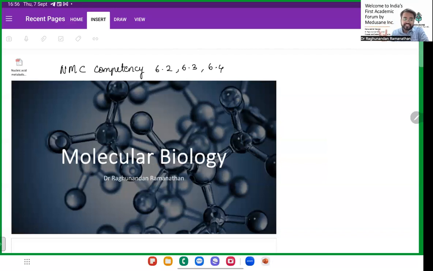PRPP becomes 5-phosphoribosylamine, then IMP, inosine, and IMP becomes AMP and GMP, then guanosine and adenosine. In the presence of adenosine deaminase, what happens? It can be converted into inosine again. This inosine is going to get converted into hypoxanthine. This hypoxanthine gets converted to xanthine, and xanthine gets converted into uric acid.